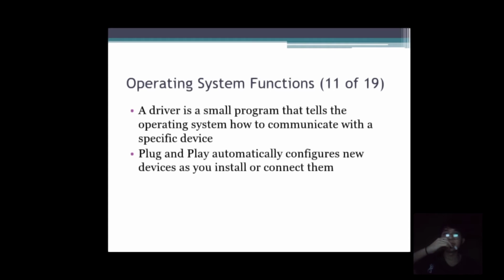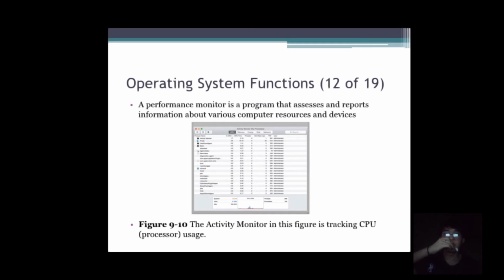Next slide is operating system functions 12 of 19. A performance monitor is a program that assesses and reports information about various computer resources and devices. Figure 9-10. The activity monitor in this figure is tracking CPU, or processor, usage.